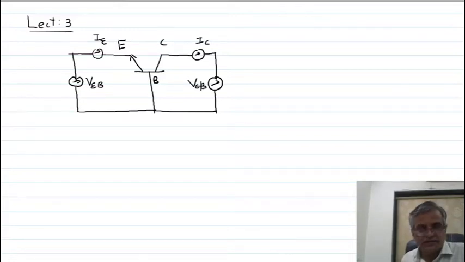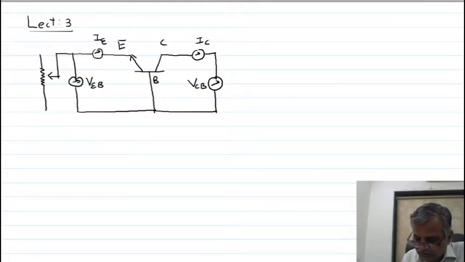You know that the relation between the current and voltage is known as input characteristic. The relation between the collector current and collector base voltage is known as output characteristics, for different values of the emitter current. To vary the voltage, a potentiometric circuit is used. This is the potentiometric circuit I am showing you.